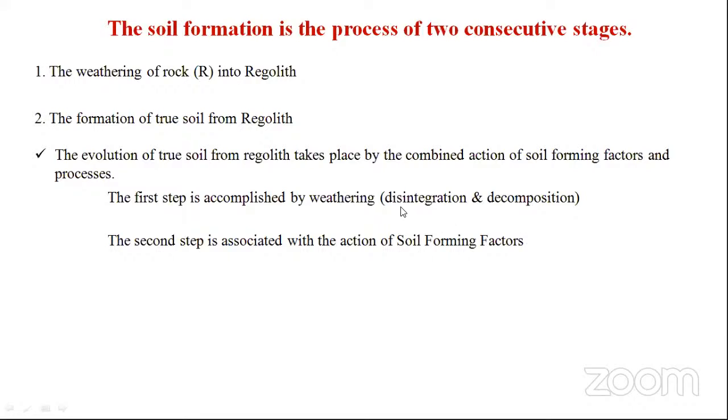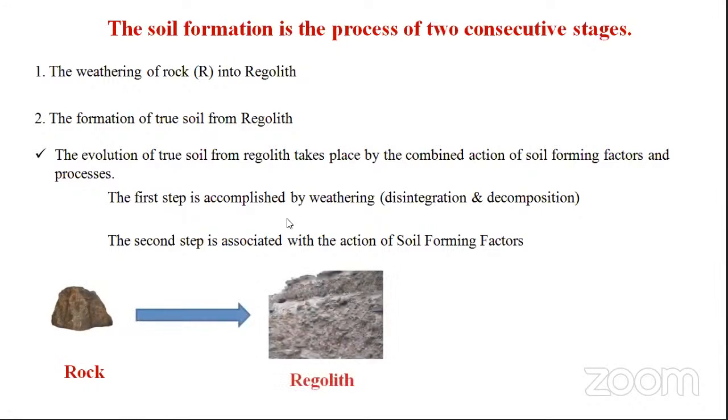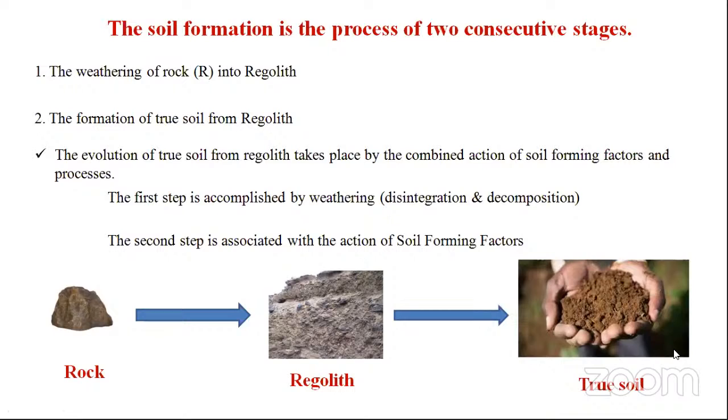In a pictographic representation, this is a rock. Later, due to disintegration and decomposition, you will get the regolith, which is a very early part of soil, and later it will be converted into our true soil. So first is rock, and by physical and chemical methods the weathering process takes place and converts it to regolith. And when the so-called soil forming factors act upon this regolith, we end up with our true soil, which we have seen in our day-to-day life. That is called the true soil.